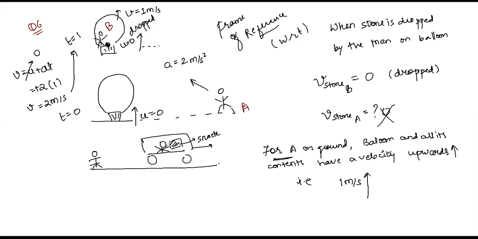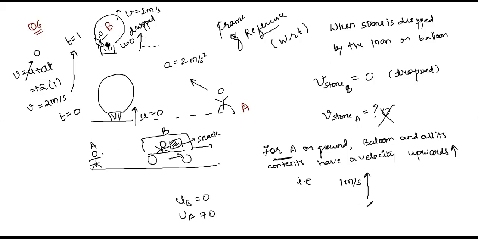For this man who is holding this packet, let's say this man is B, while you are here A. So for the man who has the snack packet, the snack packet is not moving. So the velocity of snack packet with respect to B is 0. Whereas velocity of snack packet with respect to A is not 0. You will still find the snack packet moving away from you, right? Am I clear, class? What I'm trying to tell, that with respect to this man B, the stone is not moving because he is holding the stone. Whereas with respect to the man on the ground, the stone is moving because entire contents of the balloon along with the balloon seem to be moving above.